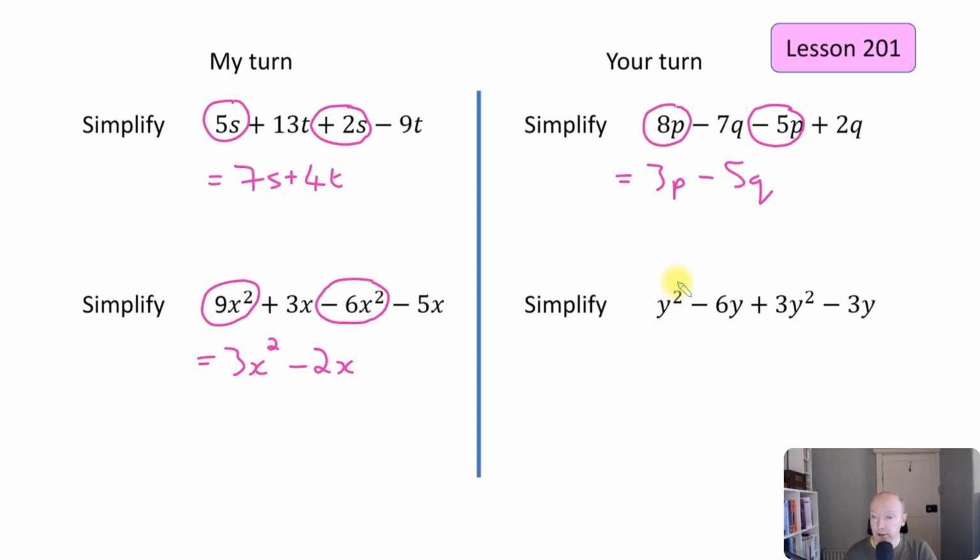And under here, we've got y squared plus 3y squared. Now, again, little issue, there's no number in front here, so people often get a bit mixed up about what they're going to add here. If you don't see a number, it's an invisible 1 in front here. So that's 1 plus 3 is 4, so 4y squared.